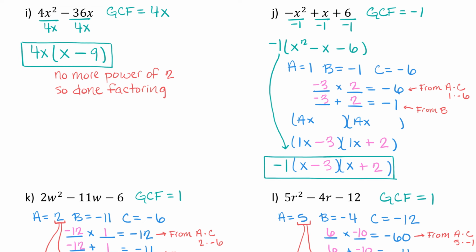And for example J, it's important to remember that if the x squared is a -1, you have to factor out that -1. So the GCF is a -1. We write the GCF in front of parentheses, and we have to divide out that GCF. So this is what we have left over. And then you just have to remember to break that GCF down at the very beginning.